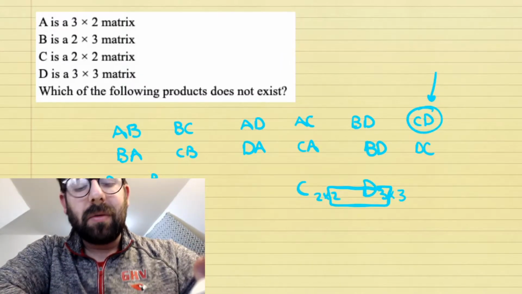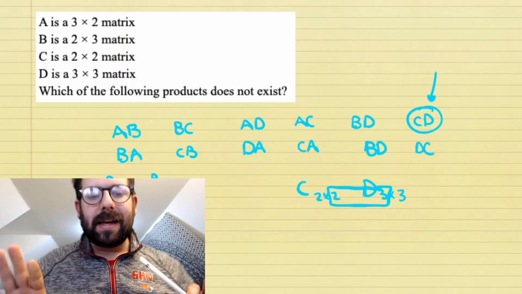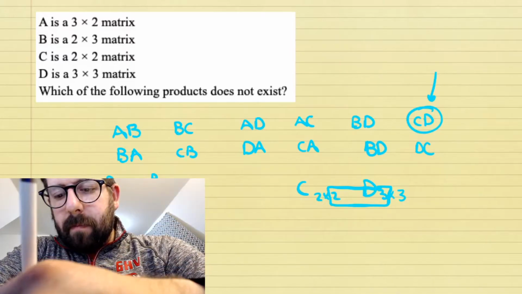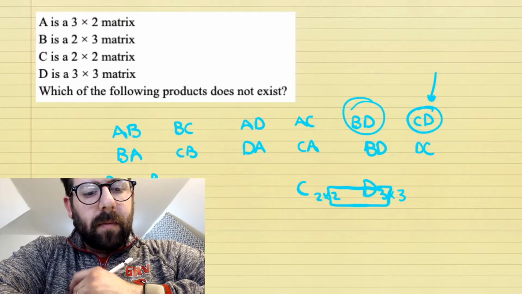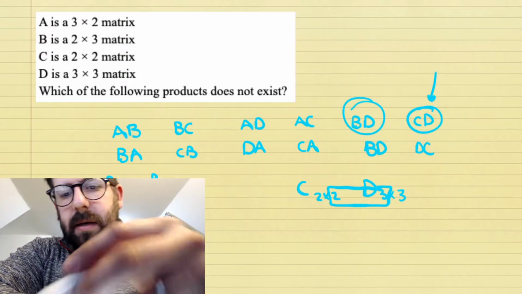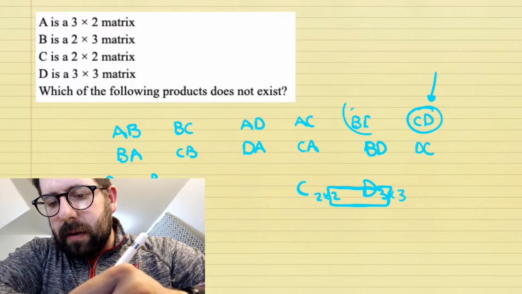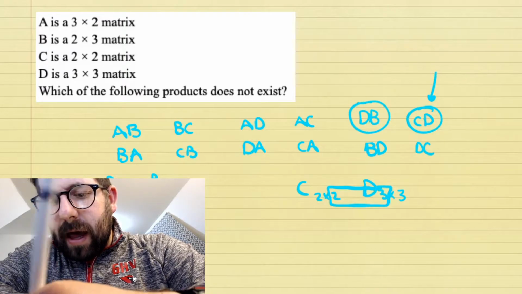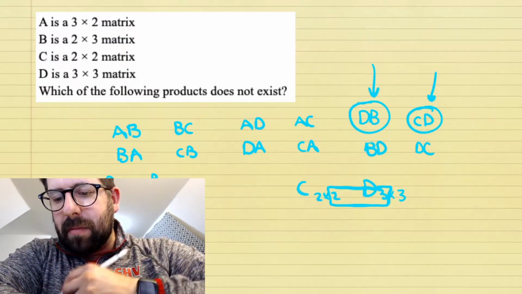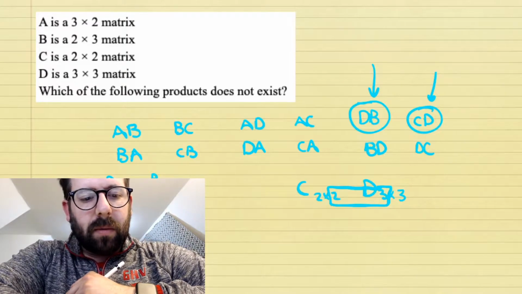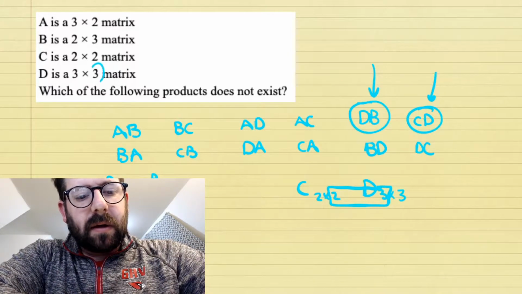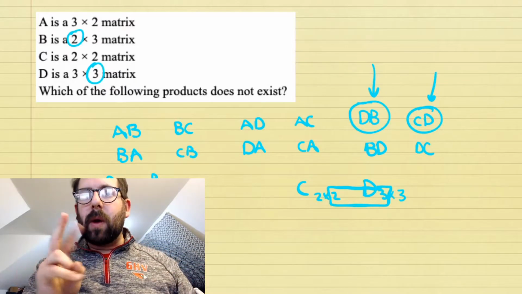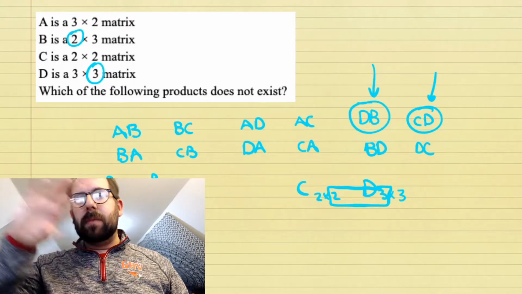Most people can kind of look at this and go, okay, I get the idea now. I know, for instance, DB is not going to work. I must have written BD twice. DB doesn't work because D ends in a 3 and B starts in a 2. So it does matter the way you write it. D had to come first, B came second.